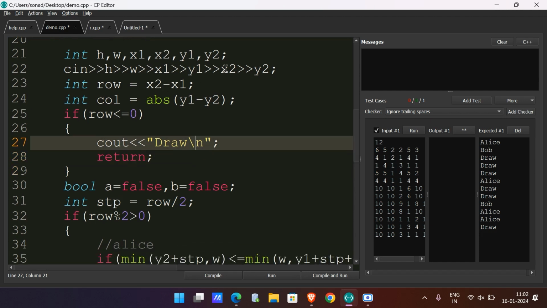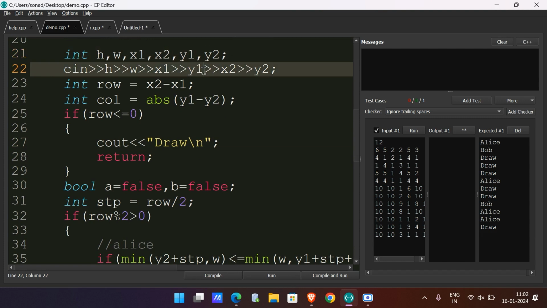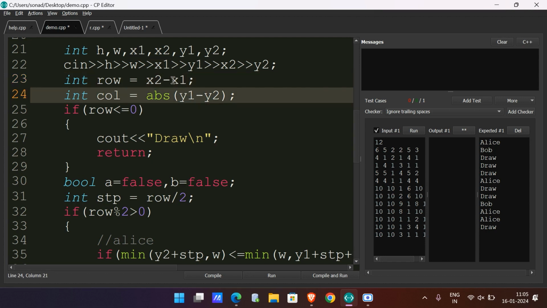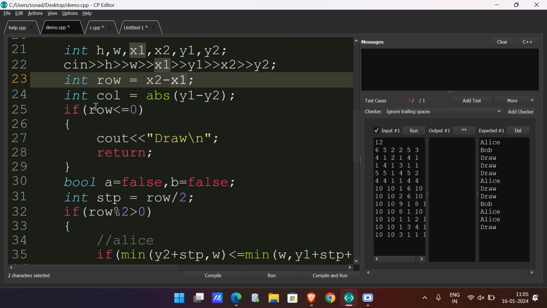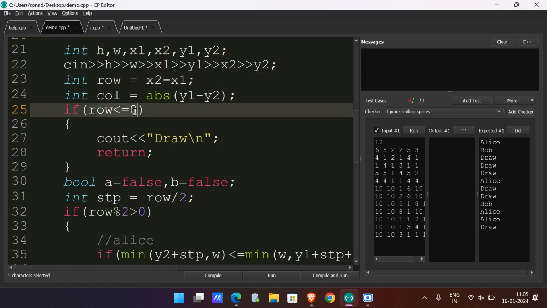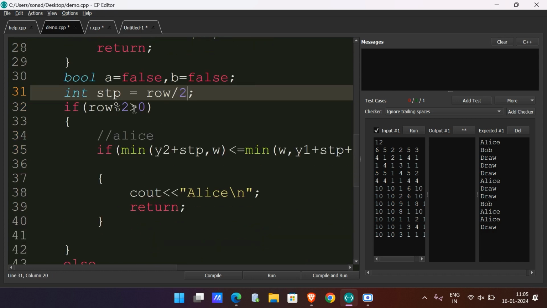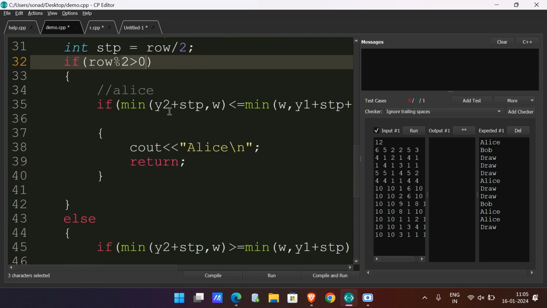So I'm taking x1, y1, x2, y2, where this is for Elias and this is for Bob. Then it will have the row value as something greater. If it is less than or equal to 0, that is, Elias is below Bob, then Elias will be moving in the downward direction and Bob would be moving in the upward direction. So both cannot meet each other. In that case, it's a draw. Now, if it is odd, then there is a chance that Elias could win the game.